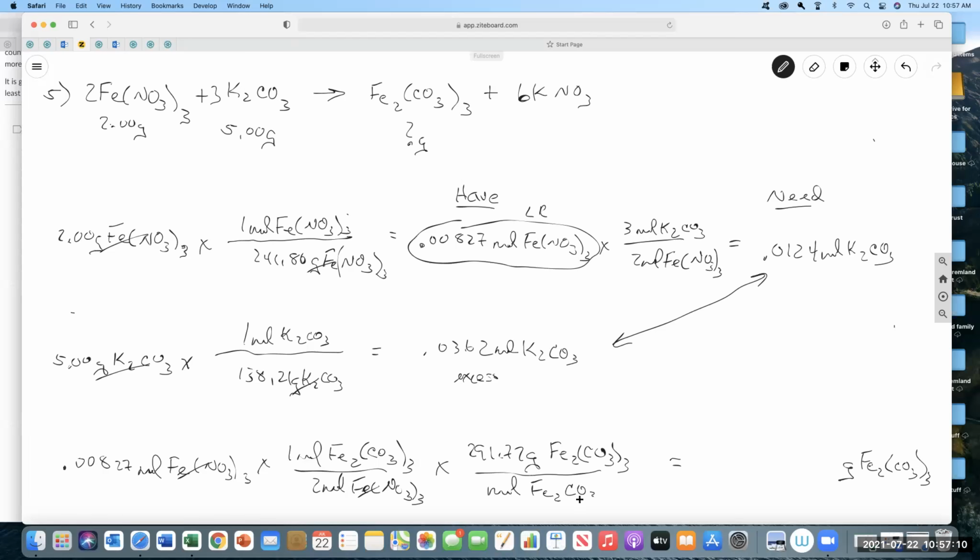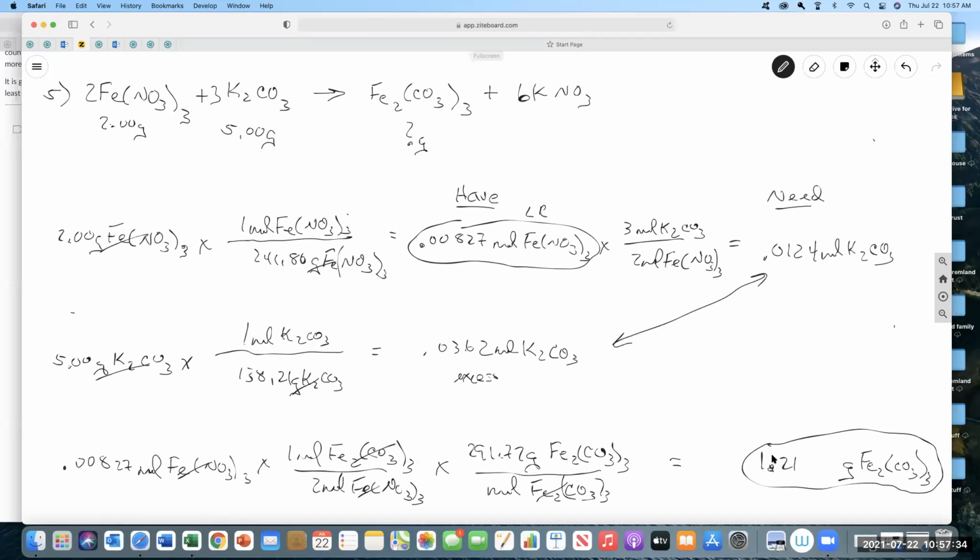So this problem is a little bit more complicated. You can't let a problem intimidate you, just plug away. So I get 1.21 grams. Let me walk you through this one more time, then I'll stop this.